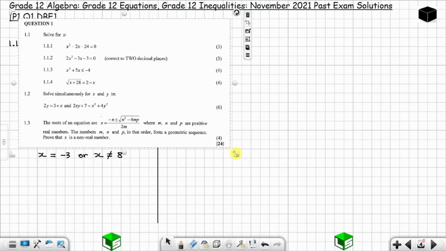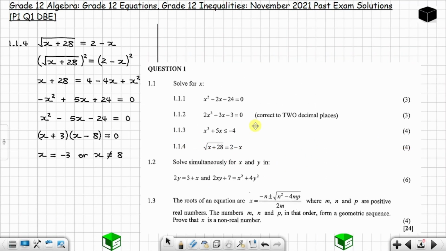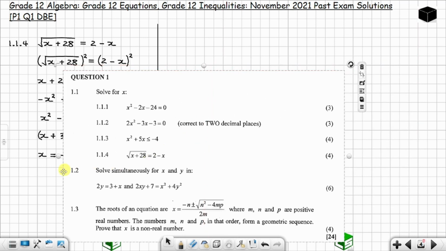Okay, so we are done with this one. Now we are going to do this one, 1.2. Solve simultaneously for x and y. You have these two equations. You have to solve simultaneously for x and y.